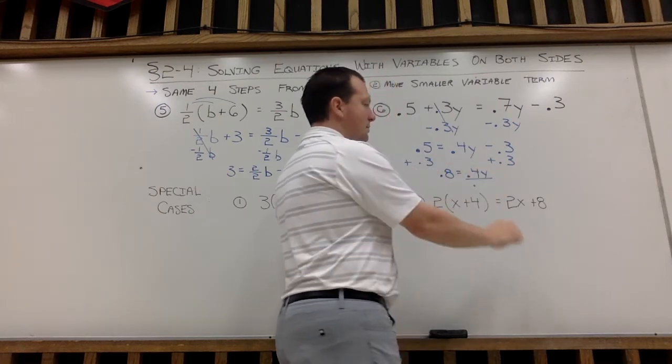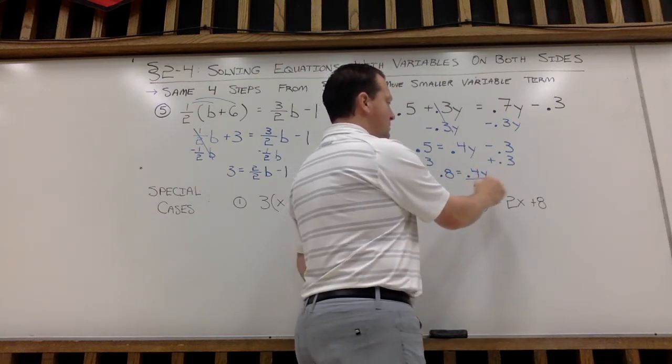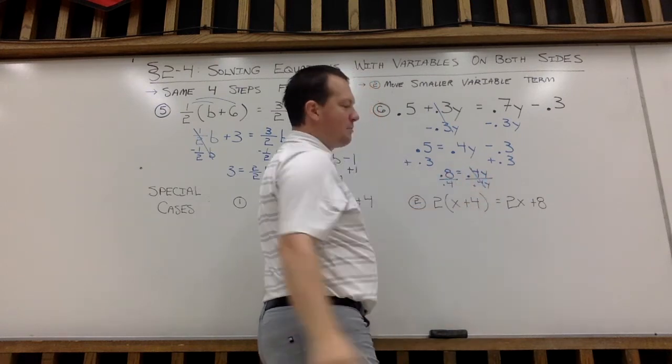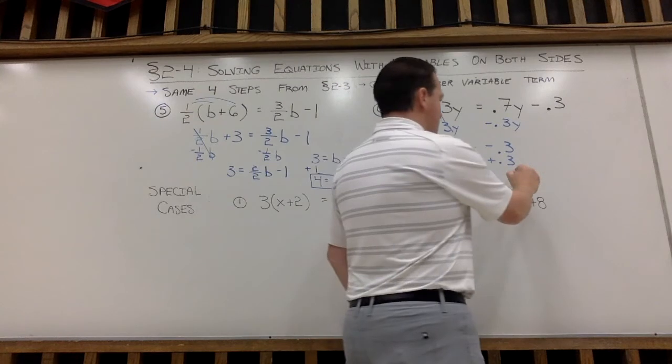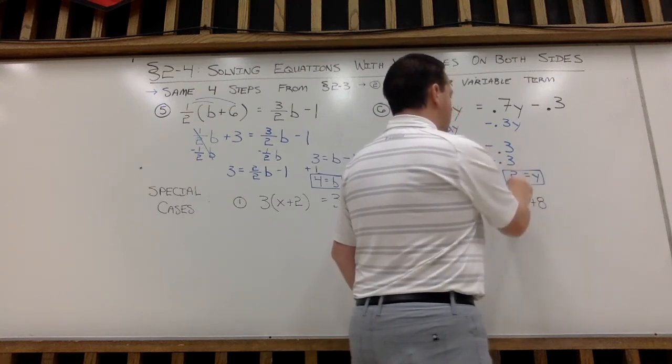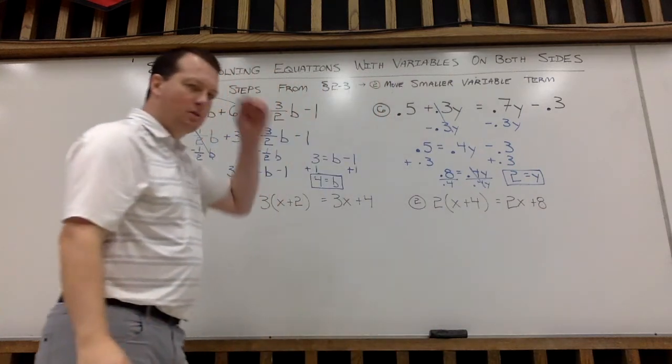I'll undo multiplying by 0.4 with dividing both sides by 0.4. 0.8 divided by 0.4 is 2. So I'll have 2 equals y. Good times, great oldies.